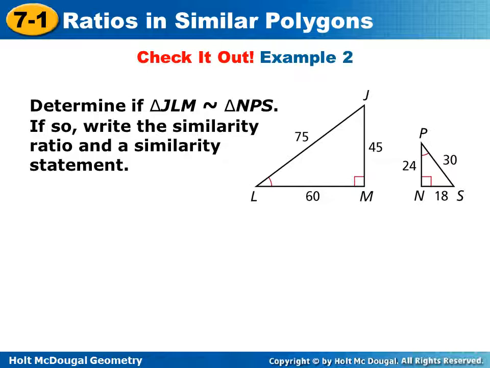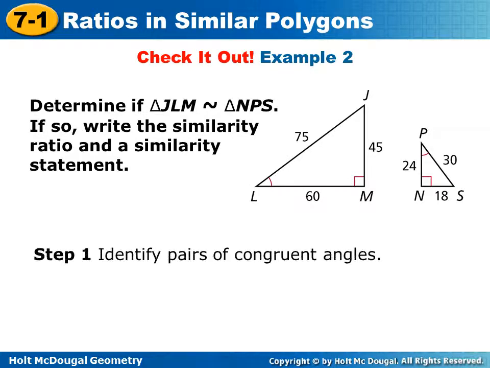Here we want to determine if triangle JLM is congruent or similar to triangle NPS. If so, write the similarity ratio and a similarity statement. First, we identify pairs of congruent angles. N is congruent to M because they're both right angles. L is congruent to P because they're marked as congruent in our picture with that curved line. And S is congruent to J by the third angle theorem.